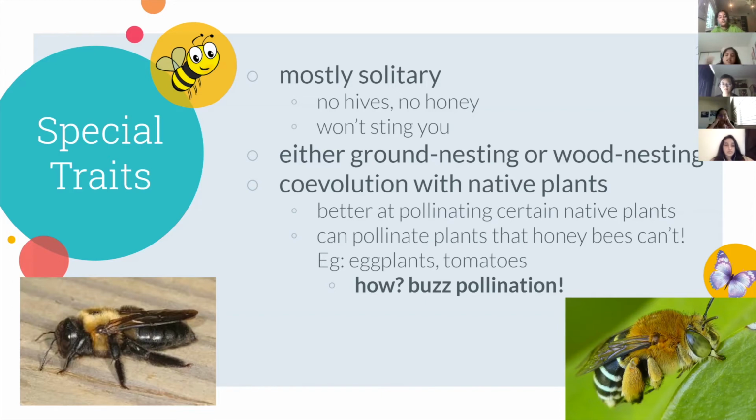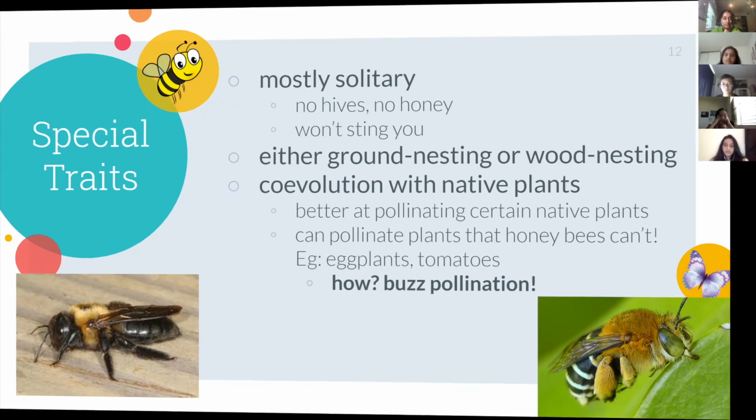Basically, these native plants got so good at getting native bees to come to the flowers and pollinate. So these native bees are actually better at pollinating certain native plants than honeybees, and they can even pollinate plants that honeybees can't, like tomatoes. And one way they can do this is buzz pollination, which honeybees can't do. So in the next couple of slides, we're gonna see how buzz pollination works.